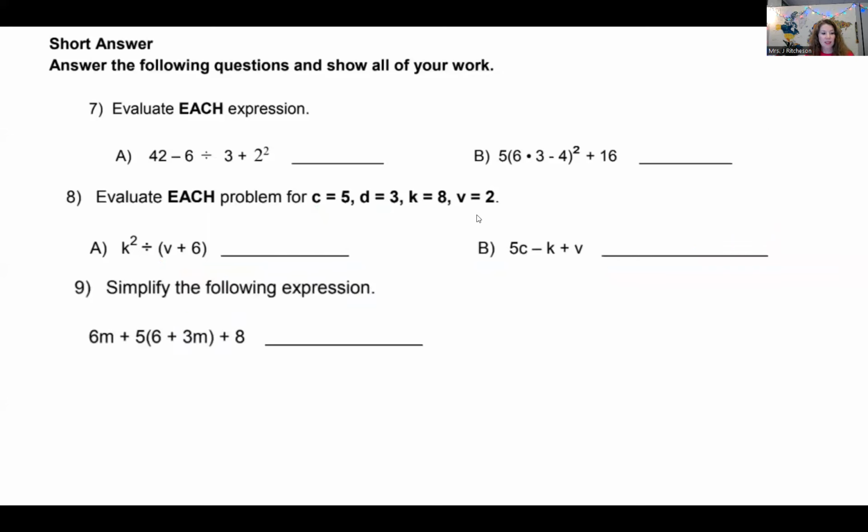The next one, we're going to simplify the expression. So the first thing we're going to do is get rid of those parentheses by using our distributive property. So we're going to bring down 6m plus 5 times 6 is 30. 5 times 3m is 15m plus 8. And now we combine like terms. So we have 6m plus 15m is 21m plus 30 plus 8 is 38.